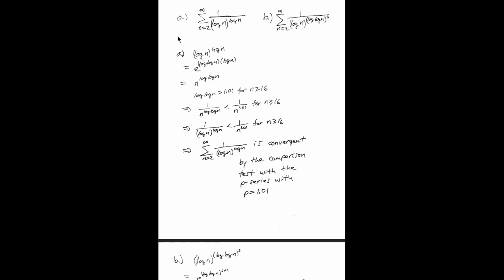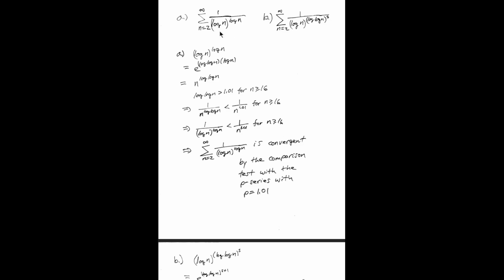Today we're going to look at two infinite series. The first one will be the sum as n goes from 2 to infinity of 1 over (log n) to the log n. And the other one will be the sum as n goes from 2 to infinity of 1 over (log n) to the (log n)^s. We're not going to find the values of these things, we're just going to look for convergence or divergence. Okay, let's look at the first one, under letter A.